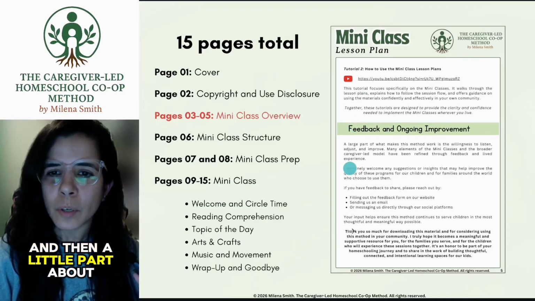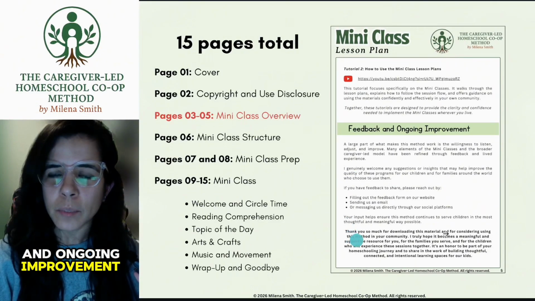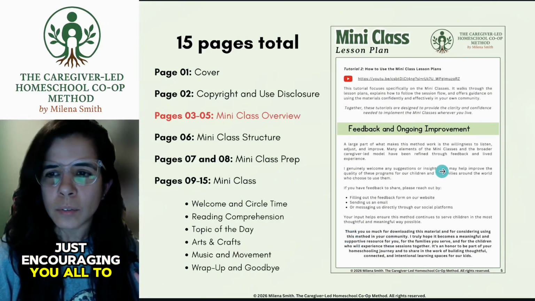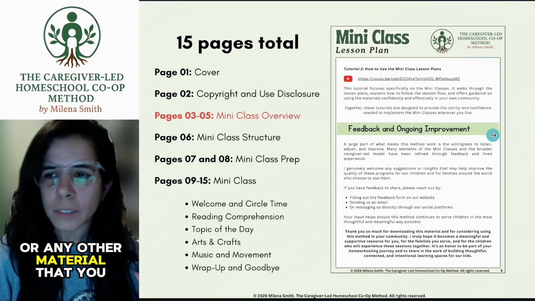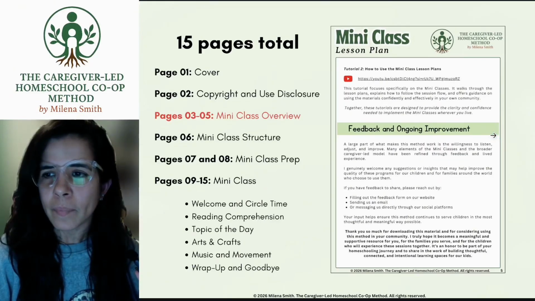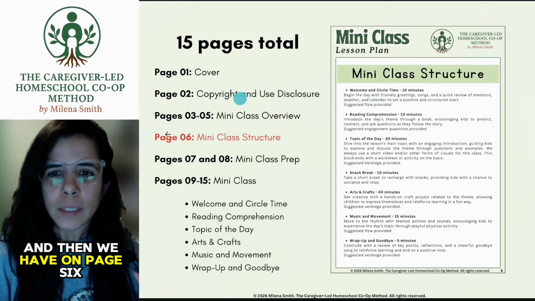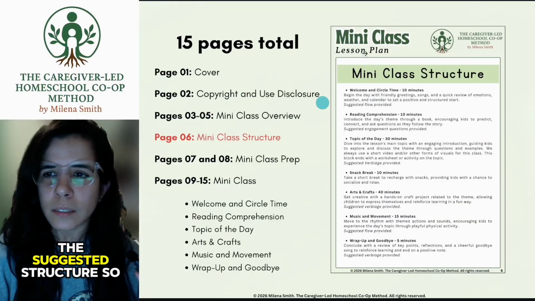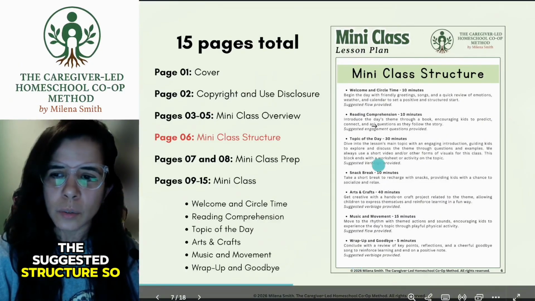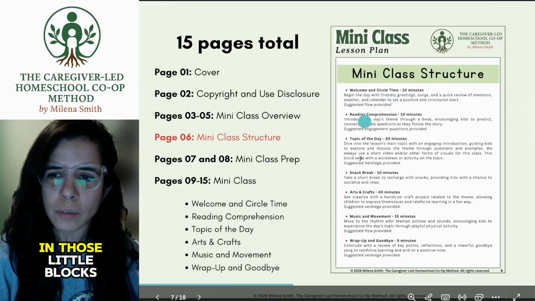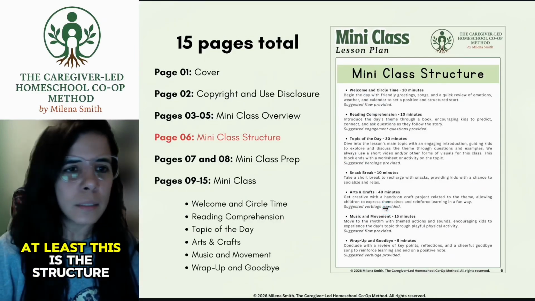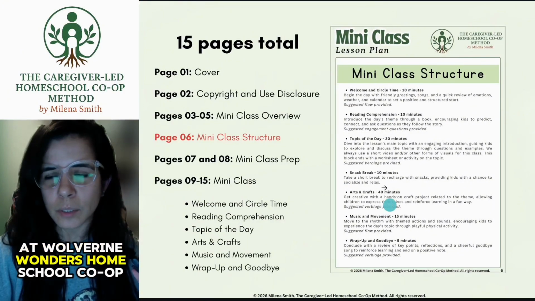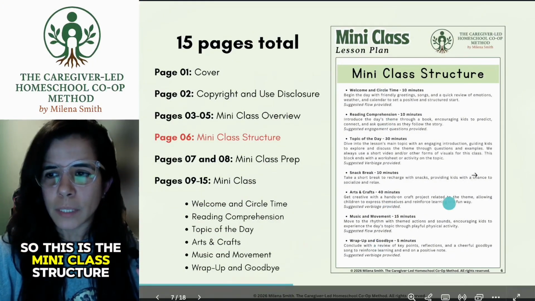And then a little part about feedback and ongoing improvement, just encouraging you all to send any feedback you might have on this session or any other material that you receive from me. Then we have on page 6 the suggested structure, so how the mini classes are divided in those little blocks and how long each block should take. At least this is the structure that I use right now over in Wonders Homeschool Co-op. So this is the mini class structure.